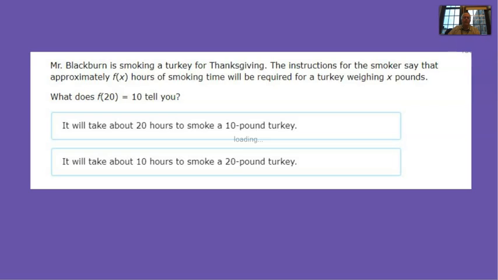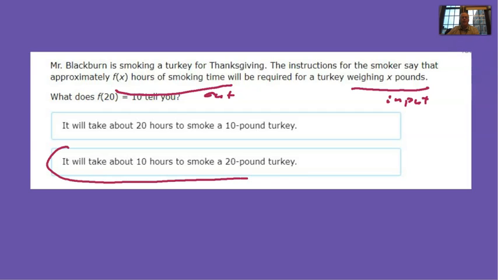Let's try one more, and we're done. So Mr. Blackburn is smoking a turkey for Thanksgiving. The instructions for the smokers say that approximately f of x hours of smoking time, that's the output, is required for a turkey weighing x pounds. That's the input. So the input is the weight. So f of 20 equals 10. Well, 20 is the weight, and 10 is the smoking time. So let's see this. It will take 20 hours to smoke a 10-pound. No, the weight is 20. It will take 10 hours to smoke a 20-pound turkey. This is the correct one.